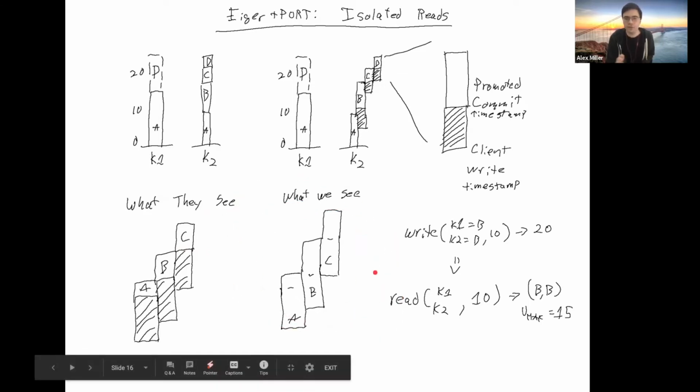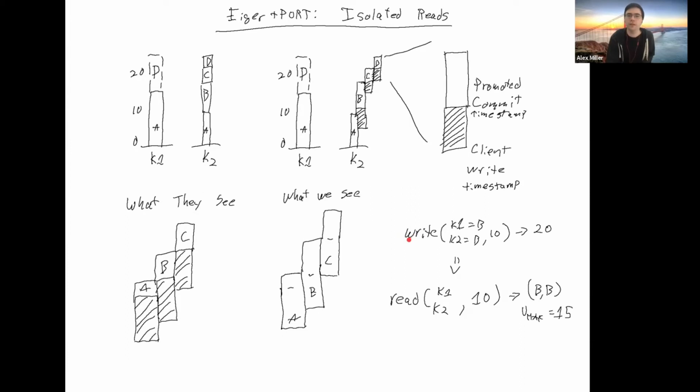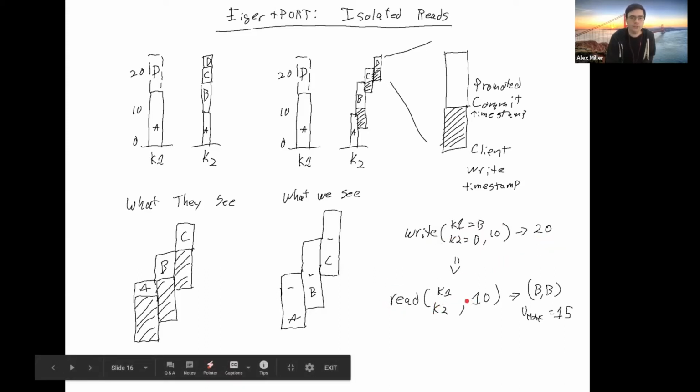The whole point of this is to make it so that if some client does a write and sets key 1 and key 2 at some version, then if you go back and do a read of key 1 and key 2, you should make sure that's what you see, regardless of any other concurrent transactions that are going on.